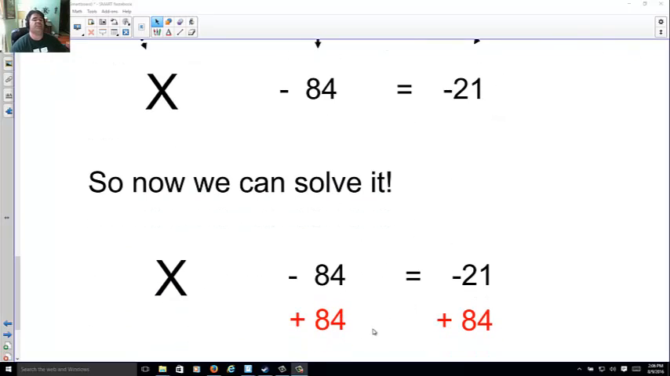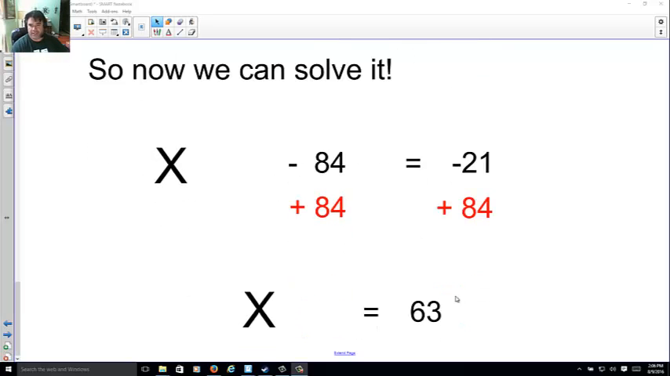If you remember, instead of minus 84, we're going to add 84. Add 84 to one side, add 84 to the other. And you get 63. So apparently it was 63 degrees at noon, and through some crazy event, it dropped 84 degrees, and then it was negative 21.